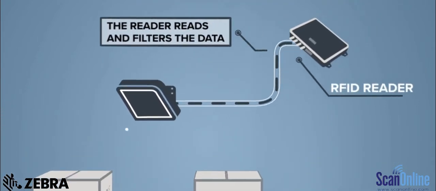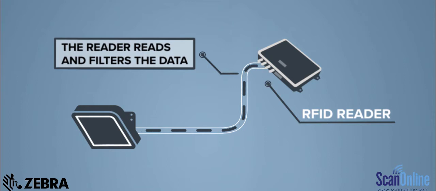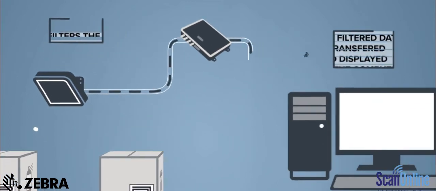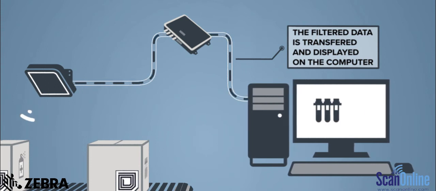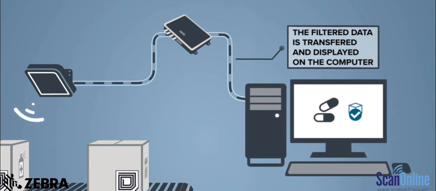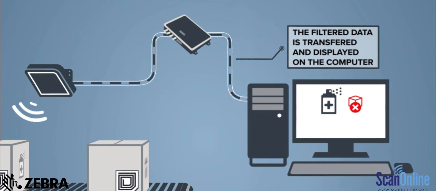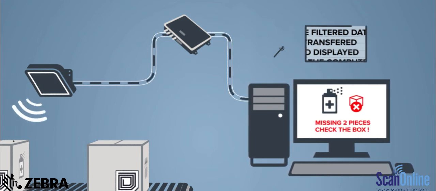The reader reads and filters the data, applying business rules to make sense of the collected information. The data can then be displayed on the host computer. Clients can make critical business decisions based on this real-time information.